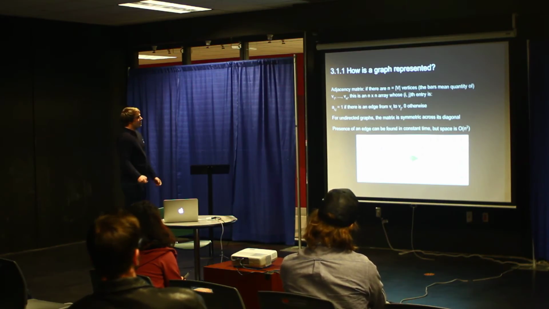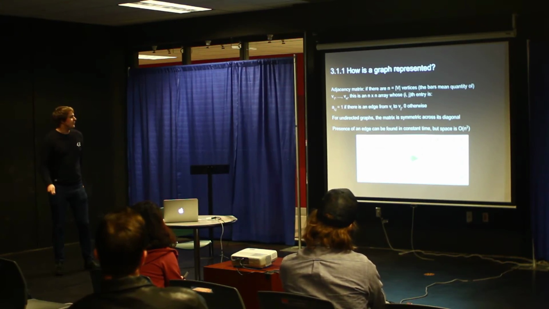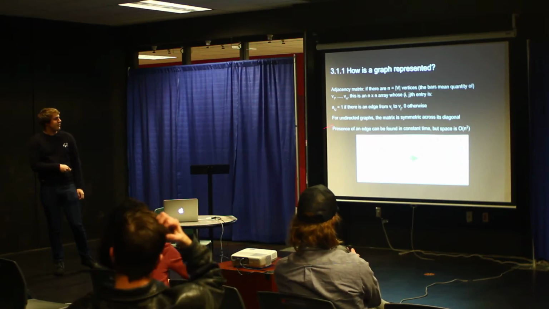So basically what you're going to do with an adjacency matrix is each of the nodes has both a row and a column. And whenever you find an edge, you place a 1 there. So for example, this is an undirected graph. You can tell that from the picture by there being no arrows.